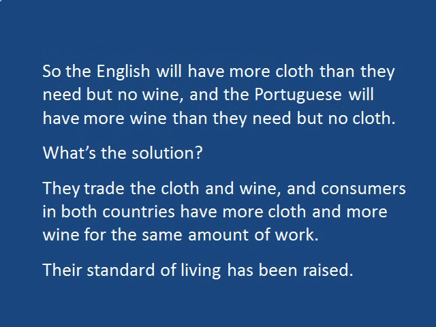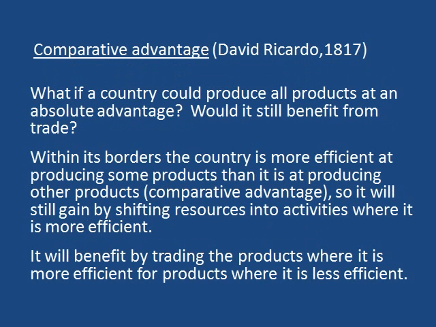So the English will have more cloth than they need, but no wine, and the Portuguese will have more wine than they need, but no cloth. What's the solution? They trade the cloth and wine, and consumers in both countries have more cloth and more wine for the same amount of work. Their standard of living has been raised.